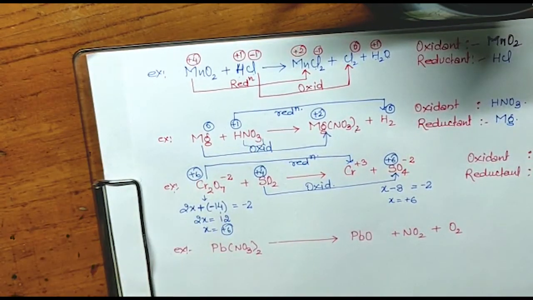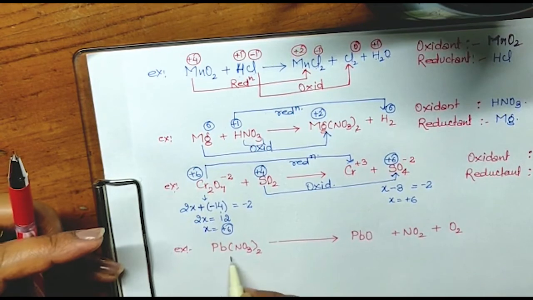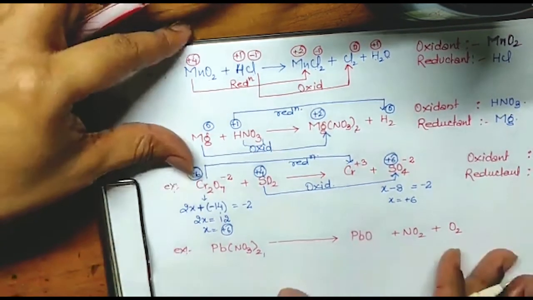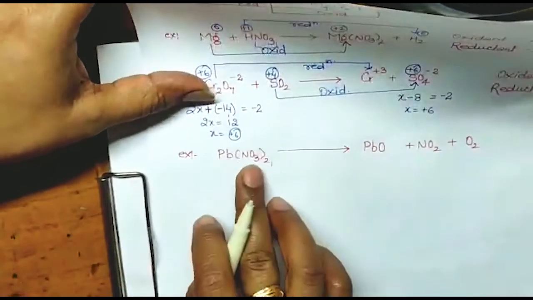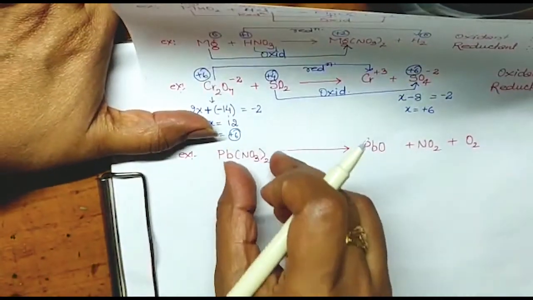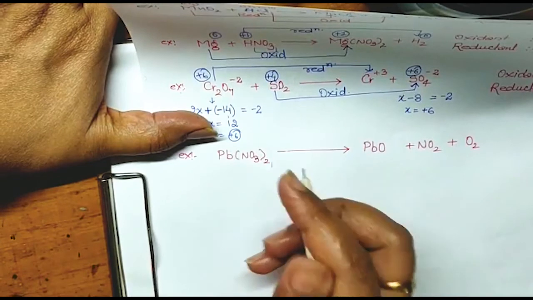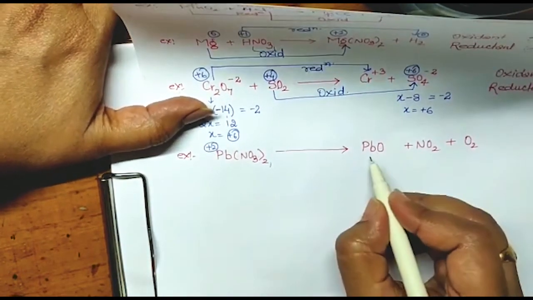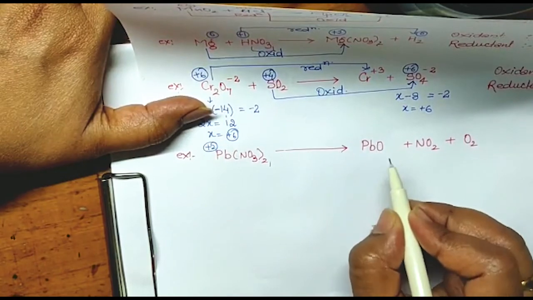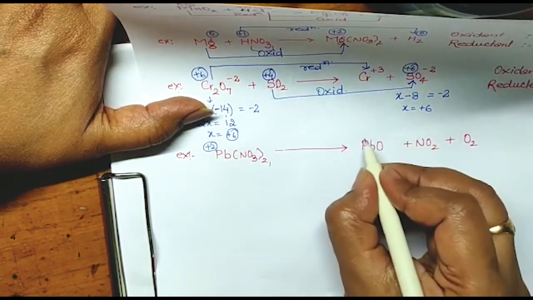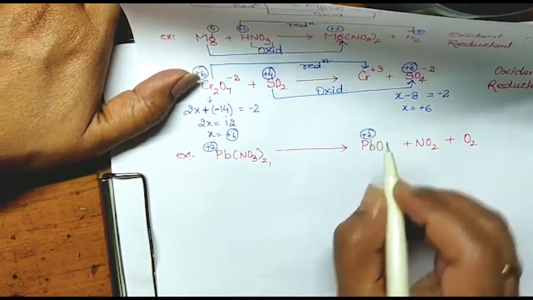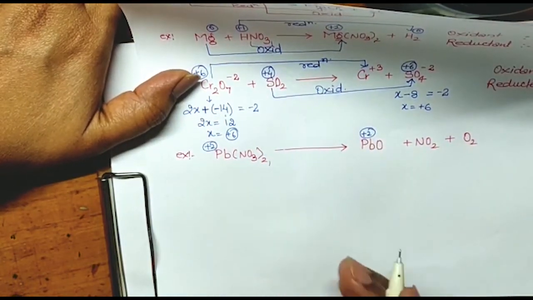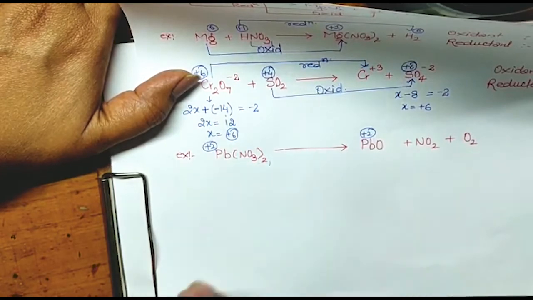Now check. In this, we know that nitrate has minus 1. If nitrate has minus 1 and there are 2 nitrates, that means minus 2. So what will be the charge on lead? Plus 2. Yes, and oxygen has minus 2, so Pb will have plus 2. So the lead charge is not changing, so something else must be changing. So we have to expand this now.